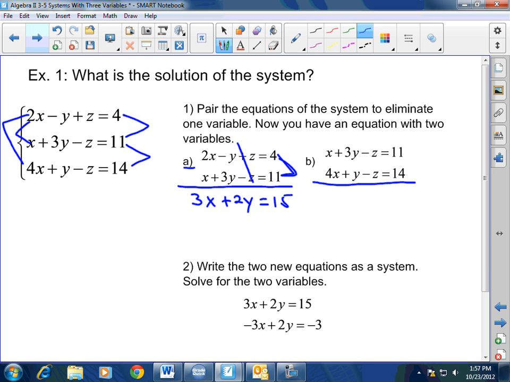So what I like to train my students to do, unless there's a special case, which we will get to, you choose the first two first. That's A. Then you're going to choose the second and the third, and that's B.